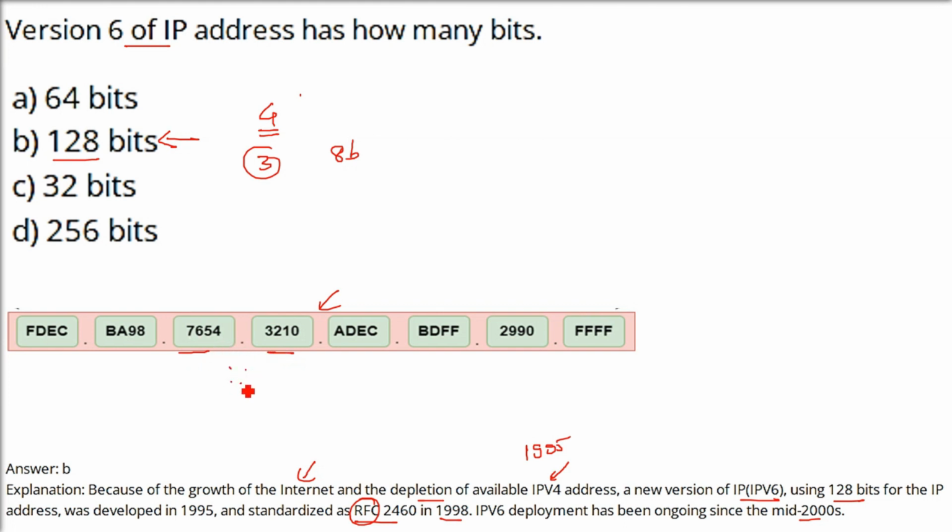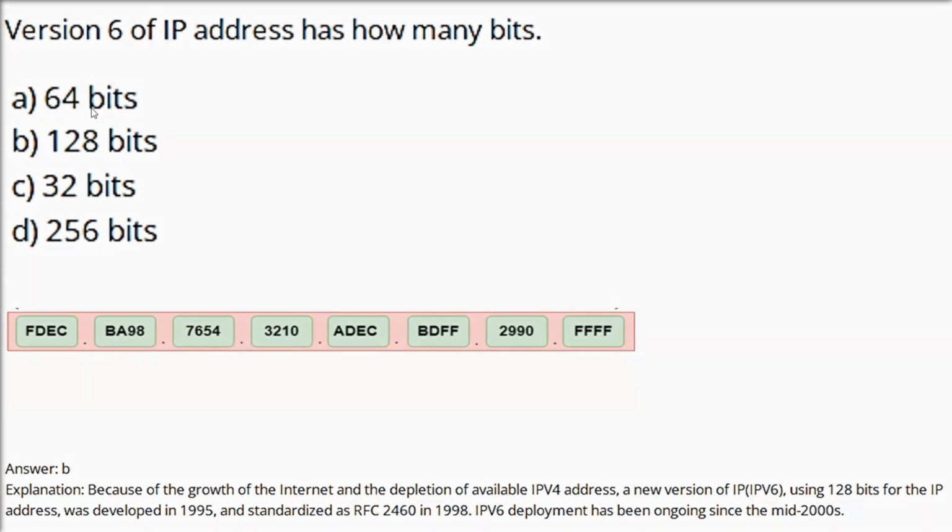Version 6 of IP address has how many bits? 128 bits. Version 4 has 32 bits.